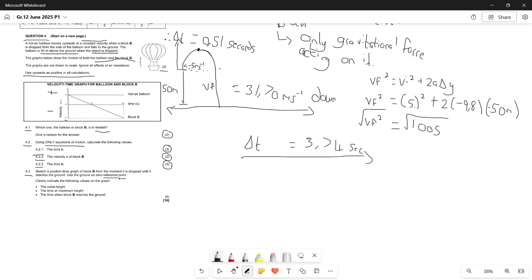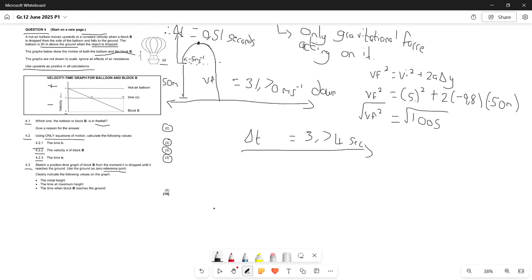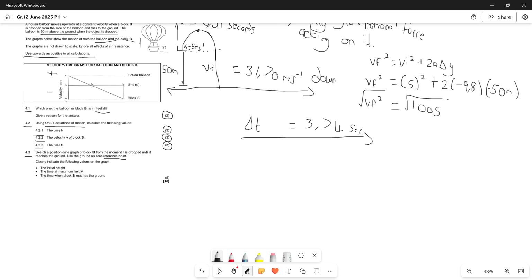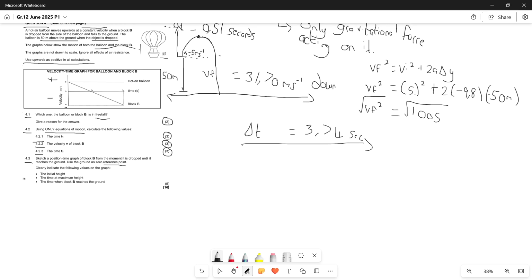That's always important. Clearly indicate the following values on the graph: the initial height, the time at maximum height, the time when block B reaches the ground. They always give these bullet points here, and these bullet points here are always the exact same things that we worked out here. We never have to calculate anything further when we do a sketch. It is always the values that we calculated previously, and then we just plot it accordingly.